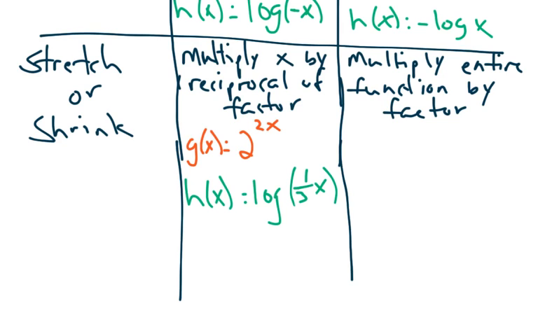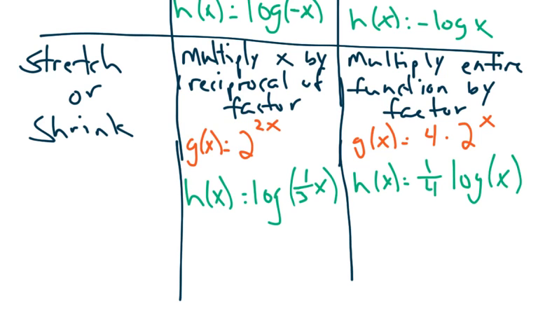For the vertical side, we could have something like g of x is equal to 4 times 2 to the x power. That would be an example of a stretch because what we're multiplying by, this 4, is a number bigger than 1. And then a logarithmic one, h of x is equal to 1/4 log of x. That would be an example of a shrink because the number we're multiplying by is the factor and it's between 0 and 1. It's a small number, which makes it a shrink.